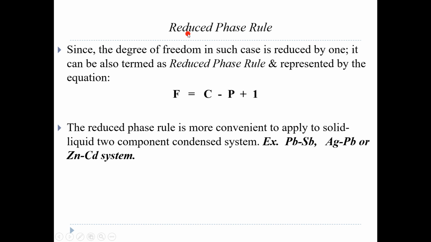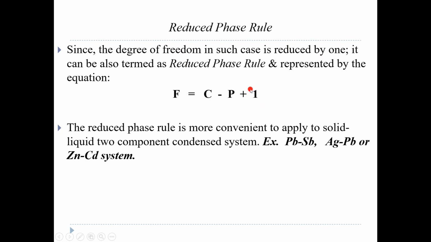So the phase rule now becomes a reduced phase rule. The degree of freedom in such a case is reduced by 1. We have eliminated the gaseous phase, so the pressure part is eliminated. Okay, so what are the degrees of freedom? Temperature, pressure, concentration. The gaseous phase is eliminated, so pressure is eliminated. So the degree of freedom is reduced by 1, and it is called the reduced phase rule, and we directly apply it in the formula.